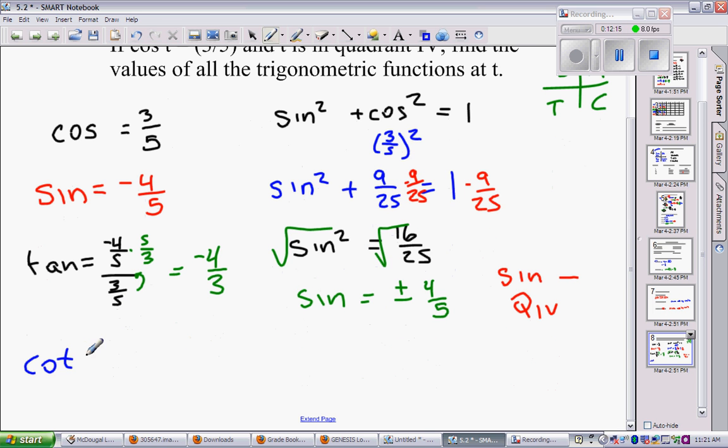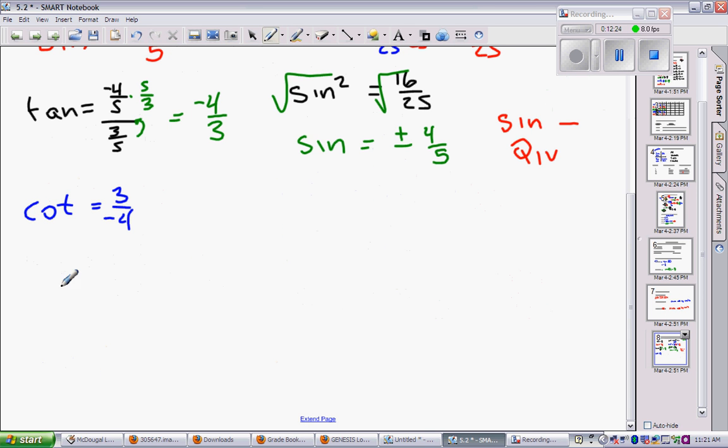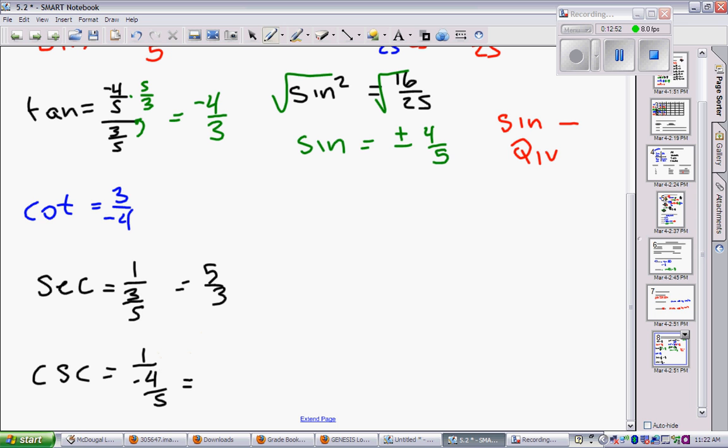The cotangent is the reciprocal of negative 4/3, so 3 over negative 4. The secant is going to be the reciprocal of the cosine, 1 over 3 over 5, so it goes to 5/3. And finally the cosecant, it's 1 over the sine of negative 4/5. So flip it, you get negative 5/4.